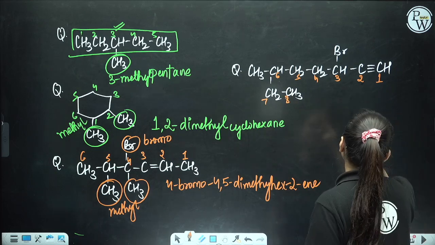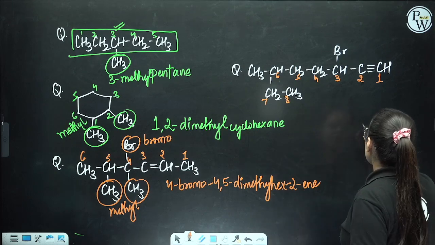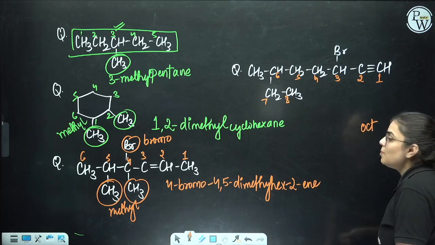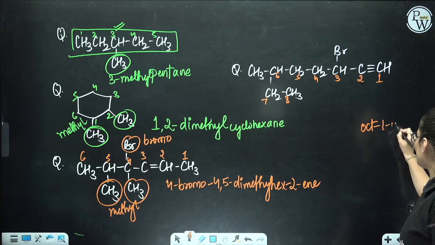So coming to this one. For 8 carbon, we have to see the longest chain rule over here, right? If we have 8 carbon atoms, we will be writing oct. There is a triple bond between first and second carbon atom. So the lowest number will be written. It will be oct-1-yne over here.